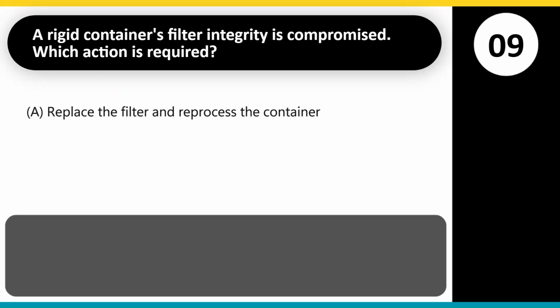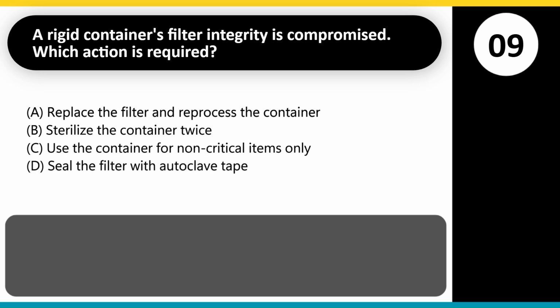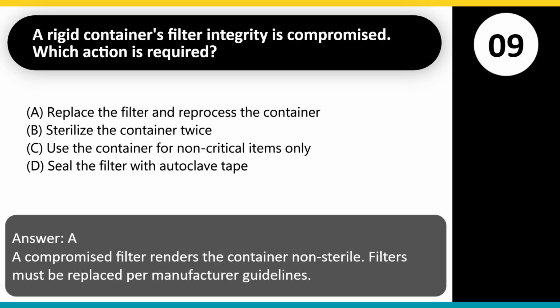A rigid container's filter integrity is compromised. Which action is required? A. Replace the filter and reprocess the container. B. Sterilize the container twice. C. Use the container for non-critical items only. D. Seal the filter with autoclave tape. Answer, A. A compromised filter renders the container non-sterile. Filters must be replaced per manufacturer guidelines.